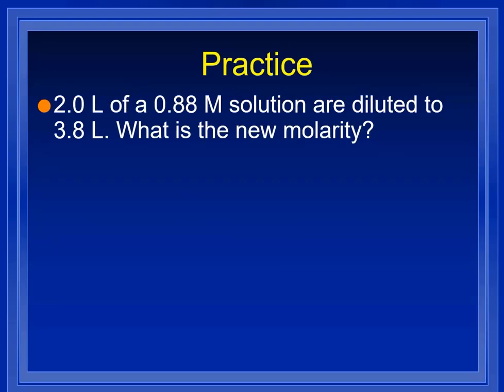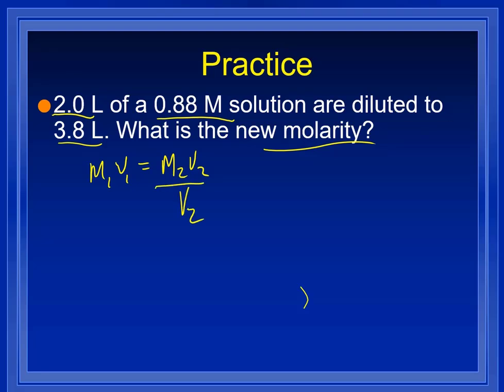Okay, so 2 liters of a 0.88 molar solution are diluted to 3.8 liters. What is the new molarity? One volume, one molarity, second volume, they ask me for the second molarity. Anybody know an equation with those pieces in it? That's M1V1 equals M2V2, and I want M2. So I need to divide both sides by V2.